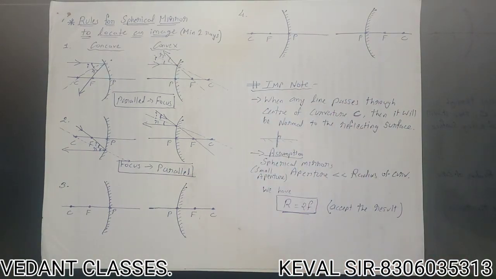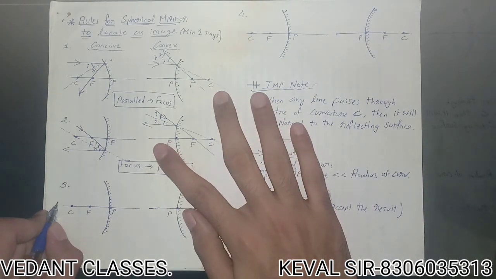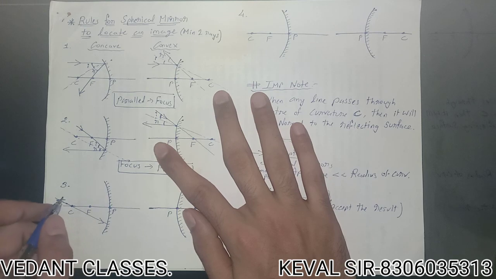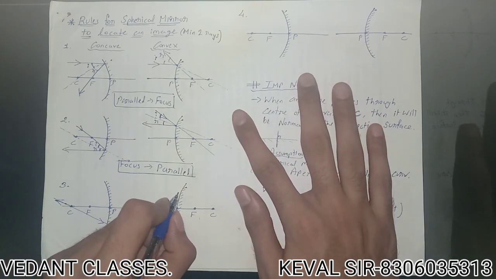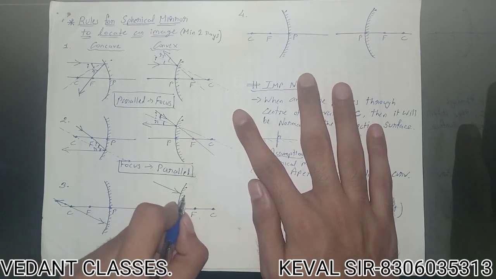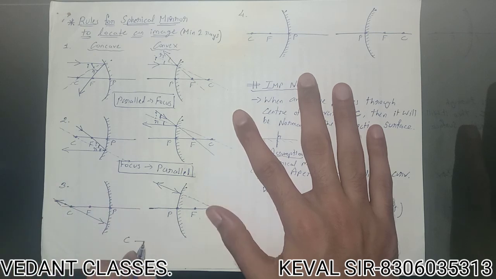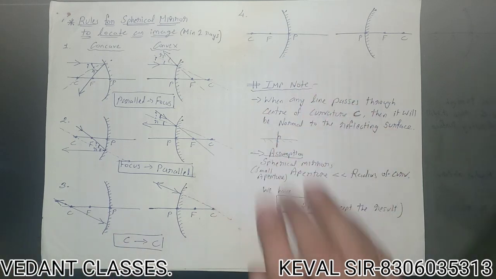Now let's see the third case. Now in the third case, if the light ray is incident passing through the center of curvature, then it will reflect back on the same path. As it is incident normally, it will reflect back on the same path. Okay, in this case it will be like this. Apparently, if it is passing through the center of curvature, then it will reflect back on the same path again. So this case you can remember as center of curvature, then it will pass through center of curvature, or you can say it will retrace back the path.